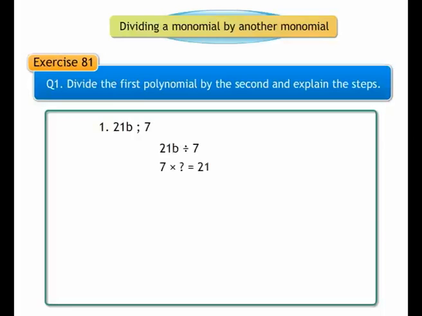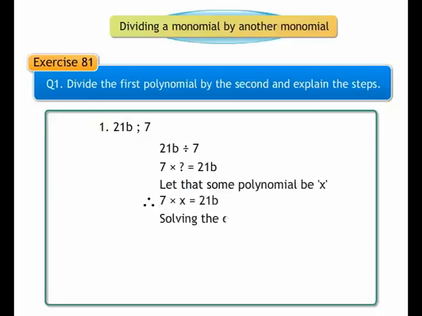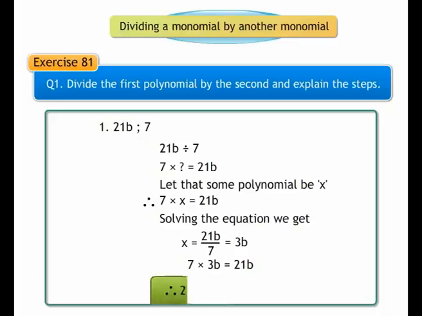This means when 7 multiplied by some polynomial will give you 21b. Let that some polynomial be x. Therefore, 7 multiplied by x is equal to 21b. Solving the equation, we get x is equal to 21b divided by 7, which is equal to 3b. Hence, we can say that 7 multiplied by 3b is equal to 21b. Therefore, 21b divided by 7 is equal to 3b.